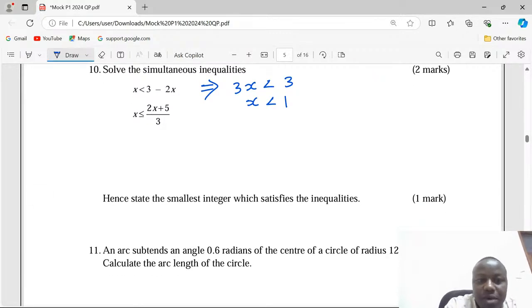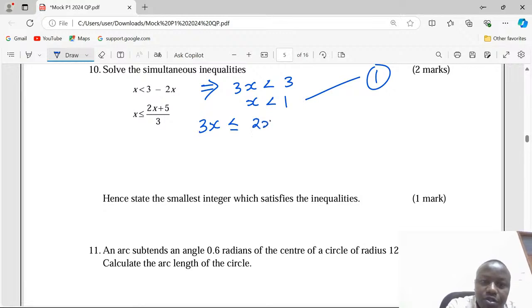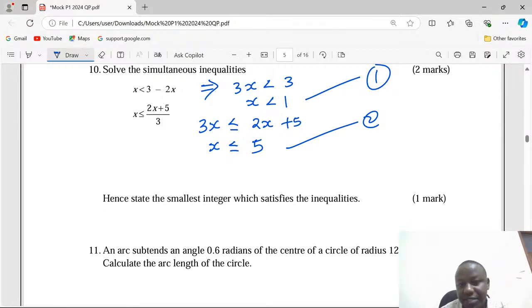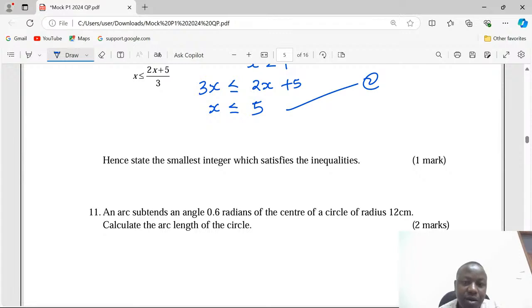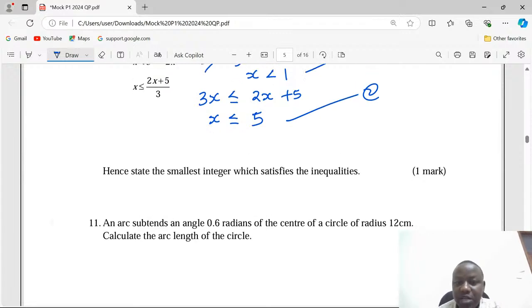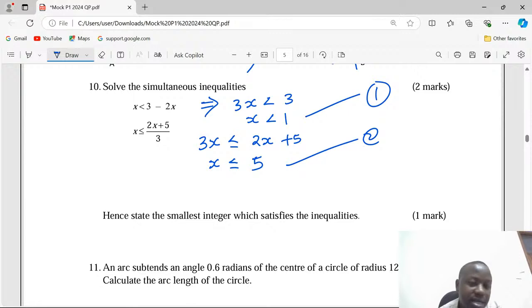Again, from the second one, we can multiply to do away with the denominator. So 3x is less than or equal to 2x plus 5. In this case, we have x less than or equal to 5. That becomes the simplest again. Then we are told to state the smallest integer which satisfies the inequality. Smallest integer, remember x is less than 1.